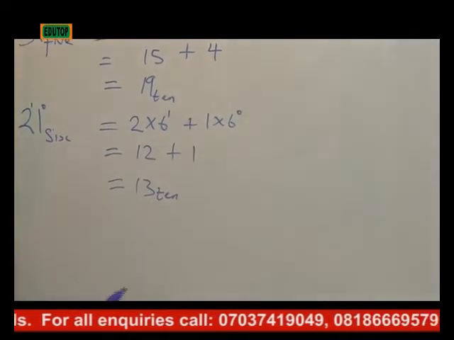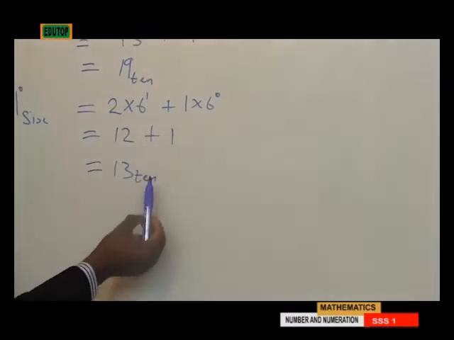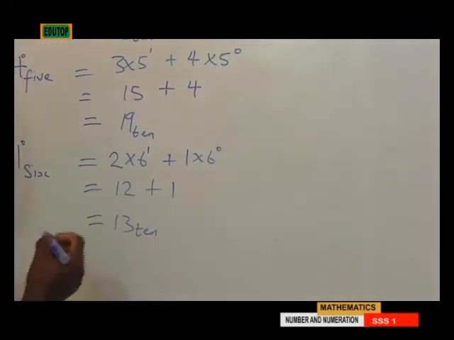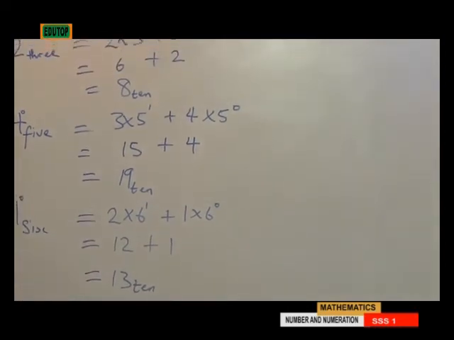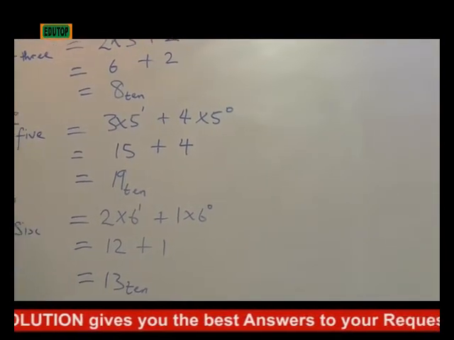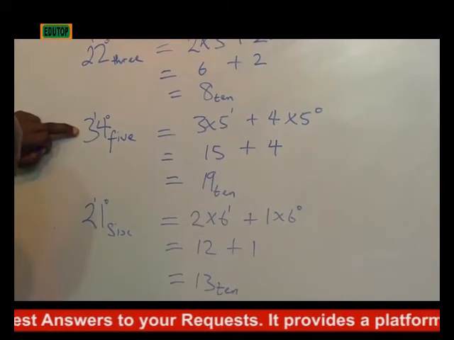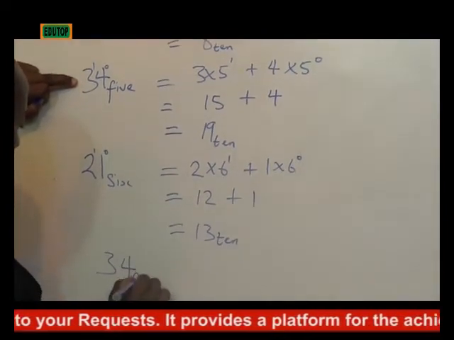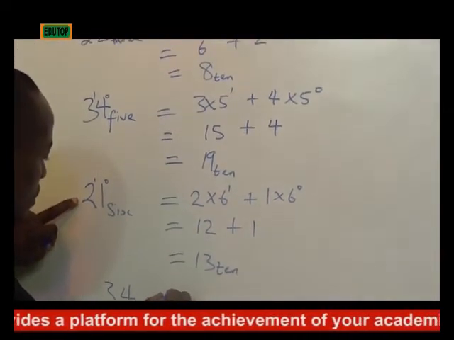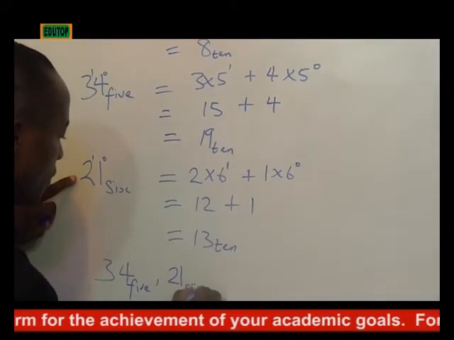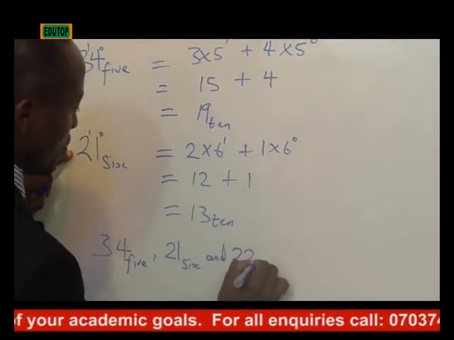Now, if we check the order of magnitude, we'll say that this one is the highest, followed by this, and then this. Since we have been asked to arrange it in descending order, that means 34 base 5 will be the first one, that is our highest, followed by 21 base 6, and then we have 22 base 5.